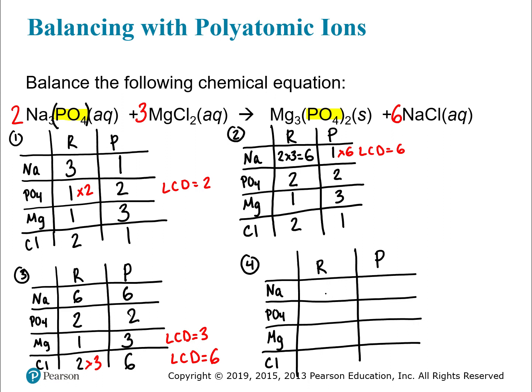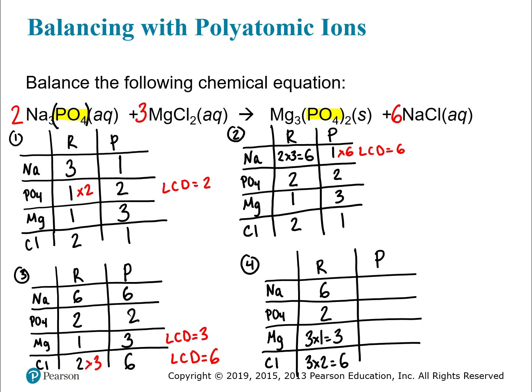Let's see what we did. Sodiums, we didn't touch them, so it's still 6. Phosphate, didn't touch them, should still be 2. The magnesium and the chlorine we did touch. It's 3 times 1, which gives us 3 for magnesium, and 3 times 2, which gives us 6 for the chlorine.